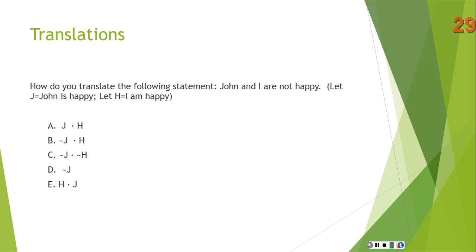You have the tilde negating the J, so that means John is not happy. You have the tilde negating the H, that means I am not happy. And you have the dot putting them together, that means and. John is not happy and I am not happy. Or you could say it, John and I are not happy.